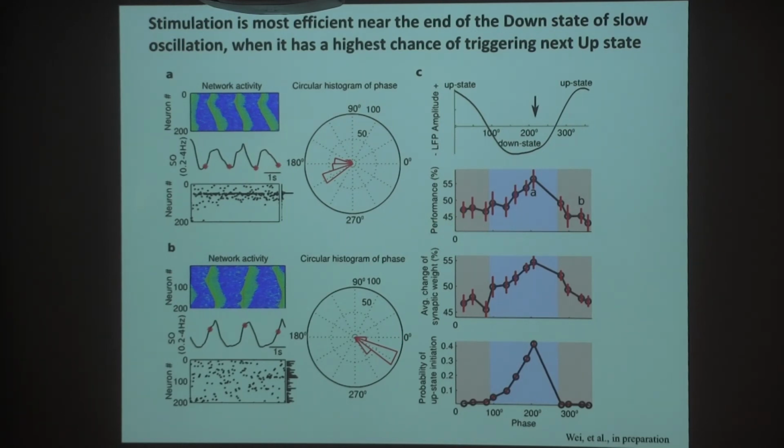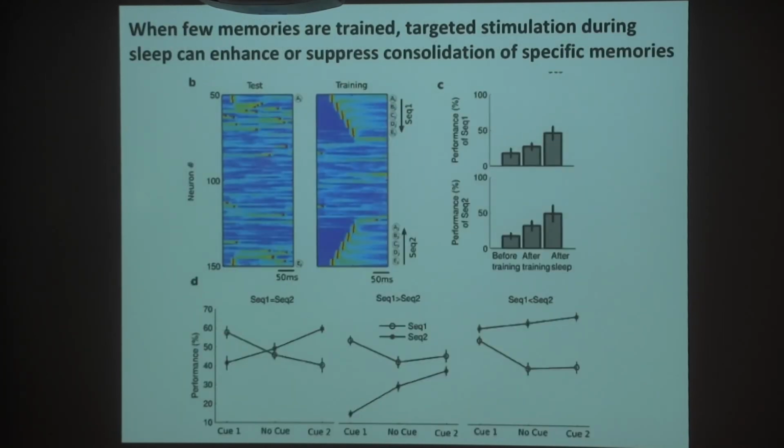So it suggests that the phase, as was already shown by experimental data, matters, but it also suggests that it's because stimulation at the right phase can initiate those slow waves, and as a result can promote replay of those sequences we have been trying to learn in the network.